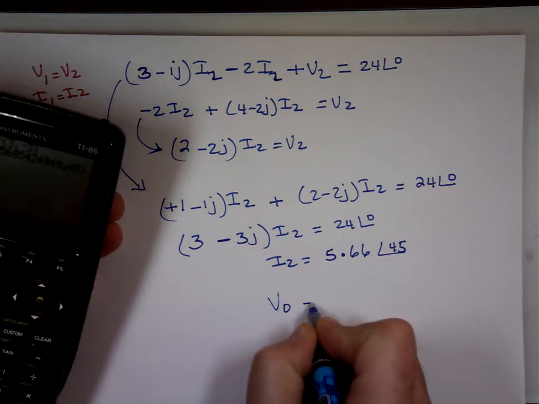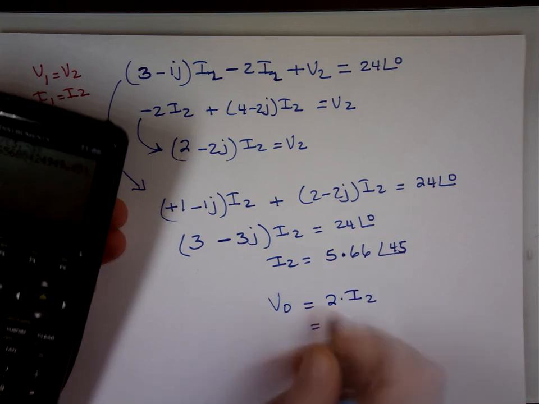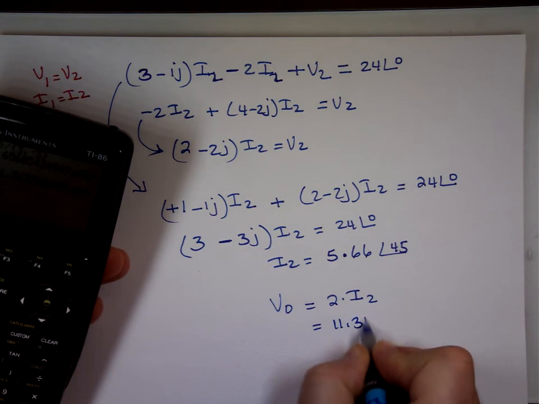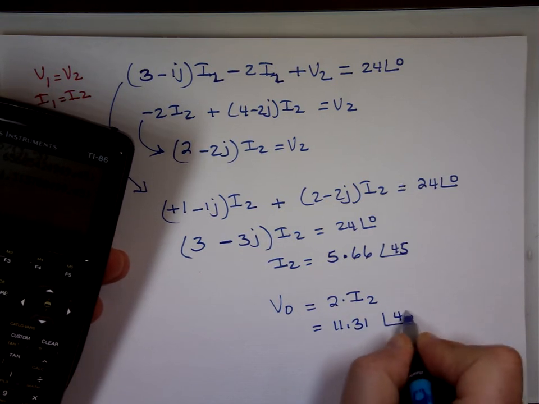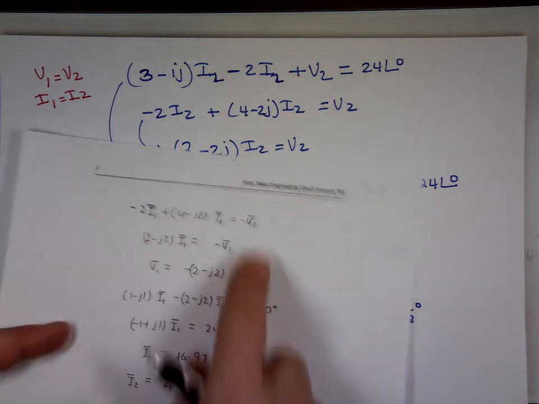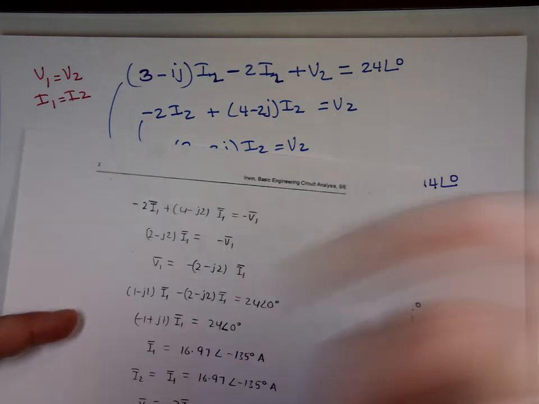2 times I sub 2. You multiply that by 2, and it's 11.31 angle 45. And their answer in the back is wrong. And the reason it's wrong, I can see it here on their solution. In place of V2, they put negative V1, which means they're saying V2 equals minus V1. Now if they're both entering the dot. Yeah.